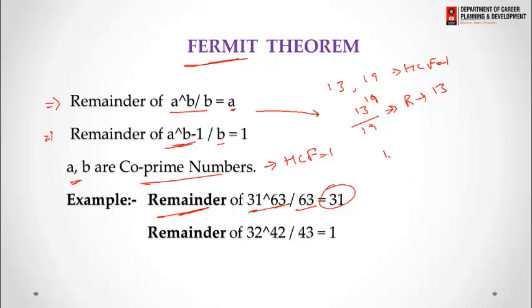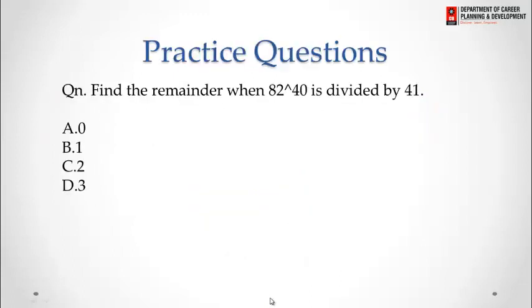If we have 13^18 divided by 19, then the remainder is 1, because the power is 19 minus 1, and 13 and 19 are both co-prime numbers. Another example: the remainder when 32^42 is divided by 43 is 1, because the power is just 43 minus 1. Now on the basis of that, we have certain questions that we need to answer.